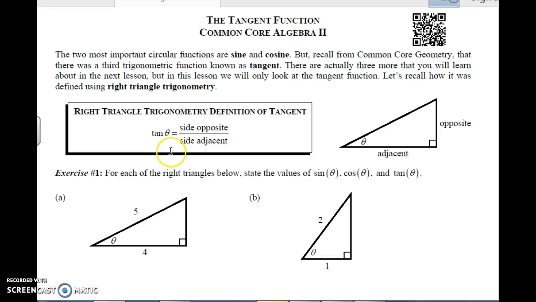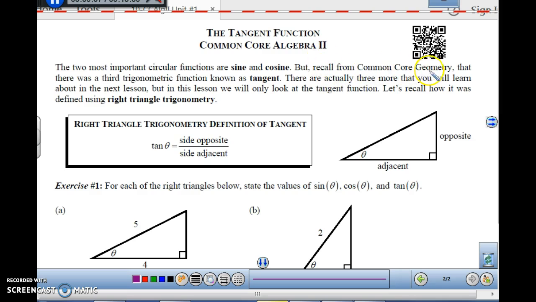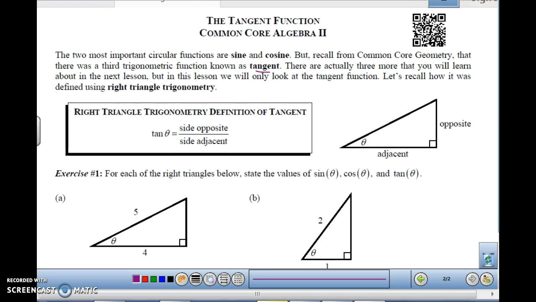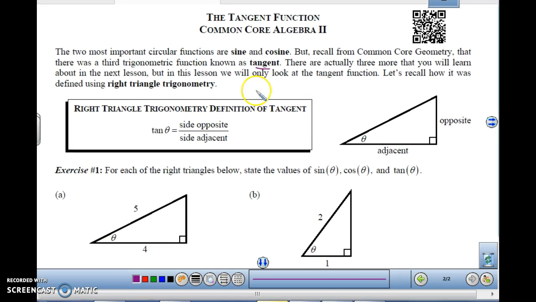This is Algebra 2, Unit 11, Lesson 10 on the tangent function. Now, the two most important circular functions are sine and cosine. But if you recall, when we did geometry, there was a third trigonometric function known as tangent. And there are actually three more that we will learn about in the next lesson, but we're going to look at the tangent function this lesson.